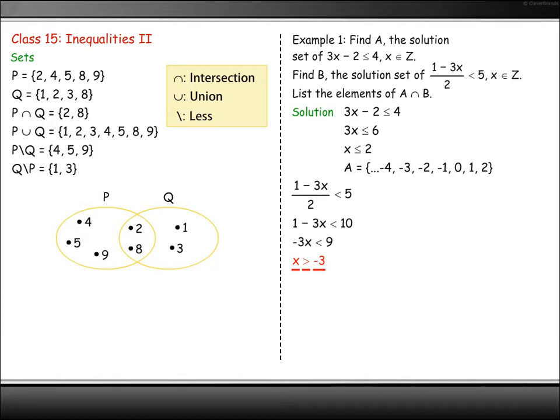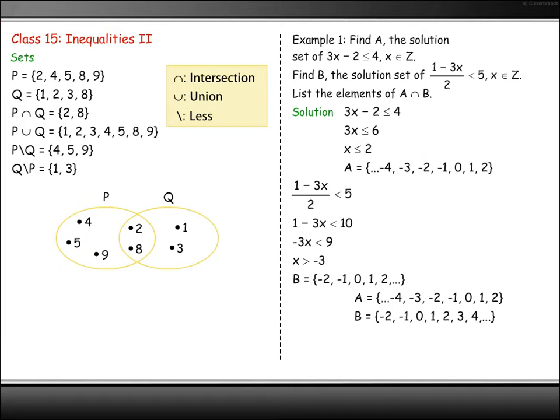X is an integer. The set B contains all the integers greater than minus 3, but not including minus 3. The set goes on forever to the right. A intersection B are all the elements common to A and B. The answer is the set minus 2, minus 1, 0, 1, and 2.